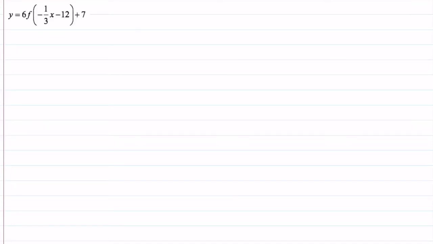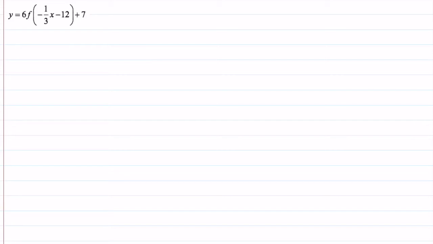y equals 6 f of negative 1/3 x minus 12 plus 7. When I look at this, the first thing I notice is that a set of brackets is missing on the inside of f. It should be f of b and then in brackets x minus h. So if that set of brackets isn't there, we need to make sure we factor that constant, which in this case is the negative 1/3, out of the 12 and out of the negative 1/3 x, so that we know what the proper horizontal translation is.